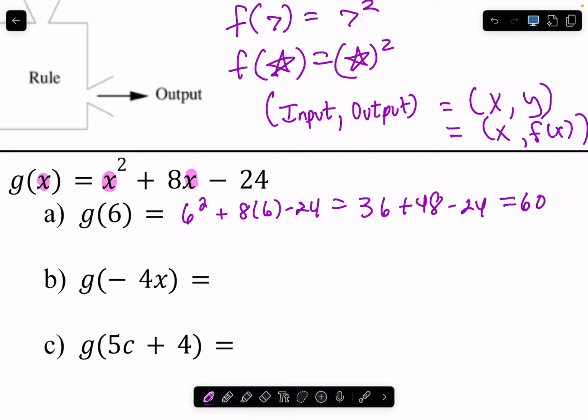So technically, if we were to look at this graph, we should see an ordered pair of (6, 60) on the graph. And we'll look at the graph here in a second. But that technically is the point (6, 60). I input 6, I get out 60, okay? So it's a good idea to start thinking about it that way.